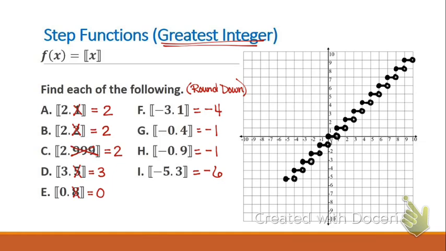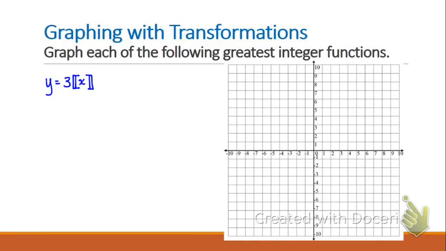We're going to do a couple transformations with this step function, and then we're going to look at a library of parent functions so that you have a handy reference page for all of the functions that we've been talking about and what their parent functions look like. All right, there's the end of our parent step function on this graph. All right, so doing transformations with my greatest integer function, I'm not going to graph the parent on here since we just graphed the parent. So let's start off with a very basic transformation.